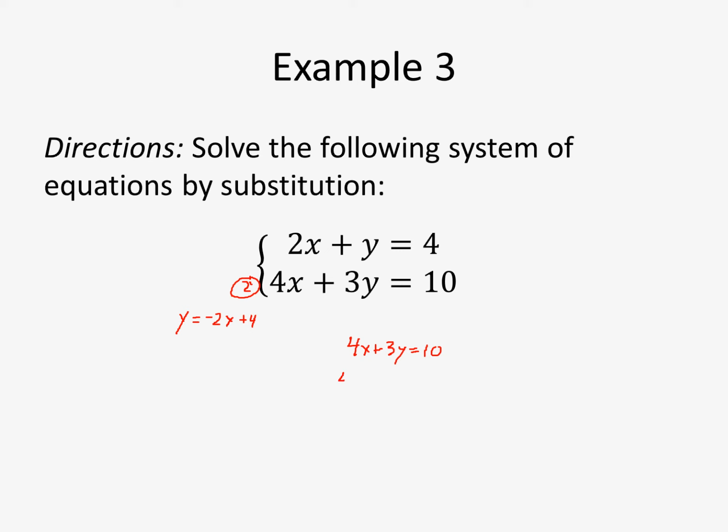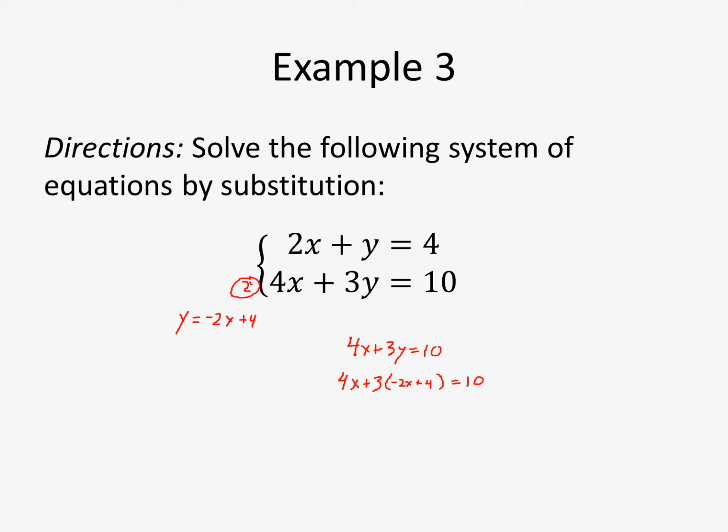And then the good thing about that is I'll have only one variable. So instead of writing y, I'm going to write negative 2x plus 4. The reason we call it the substitution method is because of this step. We're taking this information and we're substituting it in for y. So all I'm doing is I'm rewriting equation 2, but instead of writing y, I'm writing negative 2x plus 4.